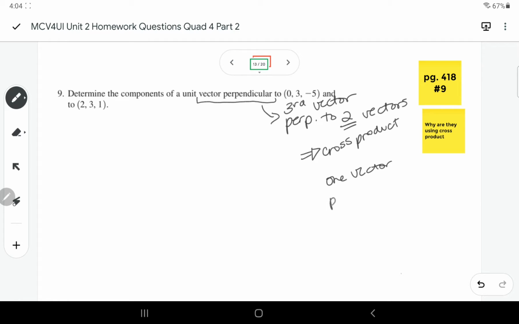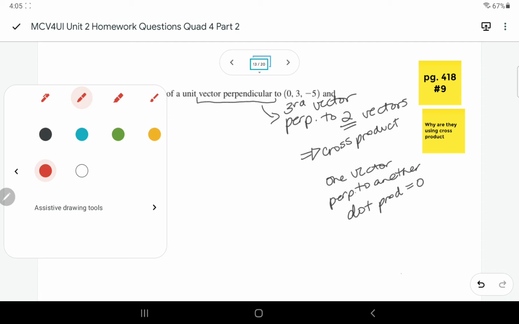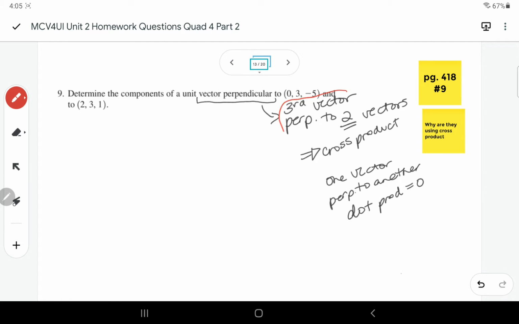If you're looking for one vector perpendicular to another, that's where we have the dot product equaling 0. But those are two separate cases. In this case, we're looking for a third vector that's perpendicular to these two vectors, the 0, 3, -5 and the 2, 3, 1. We're looking for a third vector perpendicular to both of those, and we're also looking for a unit vector.